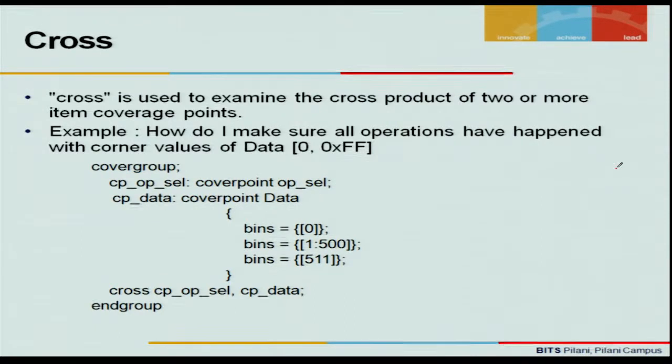Next is cross. Cross is used to examine the cross product of 2 or more item coverage points. So cross is nothing but you have two different items, and you want to see what all possible combinations are there between item 1 and item 2. Let's take one example. Say you have one data, and you want to check whether all operations have been exercised for corner cases, let's say 0 and FF. Let's say I have 8-bit data. The corner cases are what happens when data is 0 and what happens when all bits of data are 1.